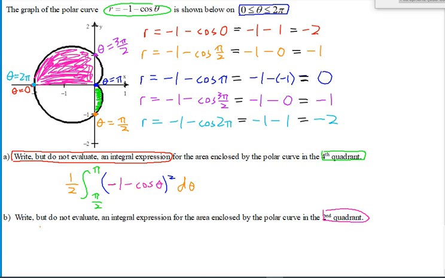So again, we just have to write but do not evaluate it. So it'd be 1/2 again out in front, integral from the starting angle, 3 pi over 2, the stopping angle is 2 pi. And again, we have the radius squared, which is based on whatever the function is. Because the radius, you can see, unlike a circle where it's a constant, is changing as the graph goes. Radius is really how far it is from the origin. So here's our particular radius, negative 1 minus cosine theta, squared, times d theta.